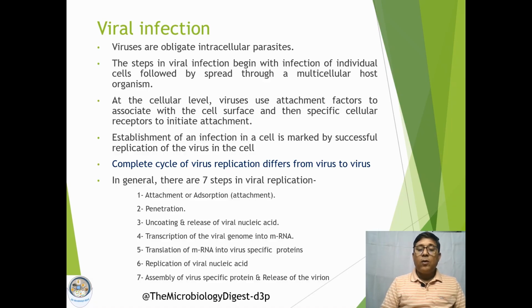When we say the infection of an individual cell has been established, it is only when the virus successfully multiplies inside the cell. This includes all the viral replication steps: first it has to attach to the cell through receptors, then penetrate, then there is uncoating of the nucleic acid, then transcription, translation, then replication of the nucleic acid, and finally assembly and release of the virus. Once the virus completes these steps, we can say that a successful virus infection has been established.